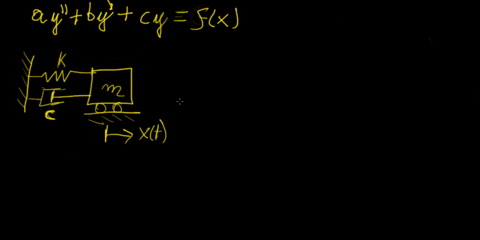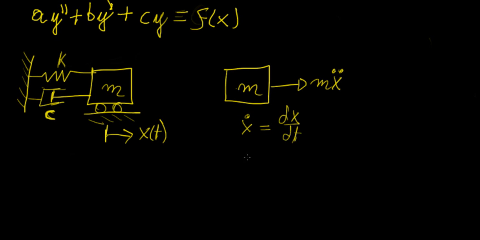Now, if we consider the displacement of this cart, let's first draw the free body diagram, which is going to be the mass by itself. We're going to have a force here, which is not an external force, but rather the inertial force of the cart moving in the x direction. It's going to be the mass times the acceleration. I'm going to use the notation x dot equals dx over dt, and x double dot equals d squared x over dt squared. Those are the first and second derivatives. That's the notation I'm going to be using in this example, and it's very convenient for mechanics.